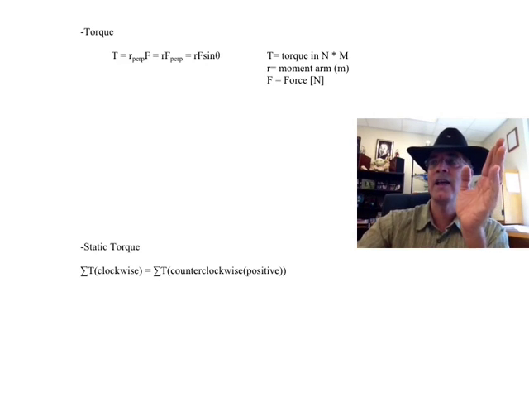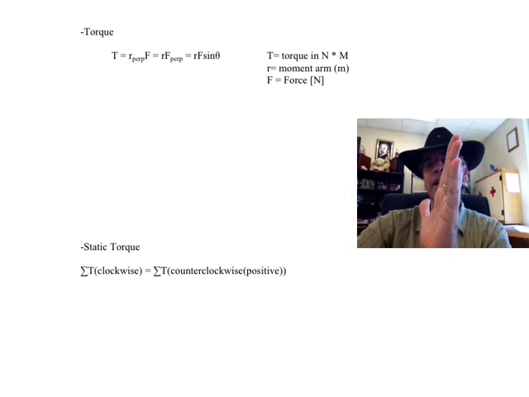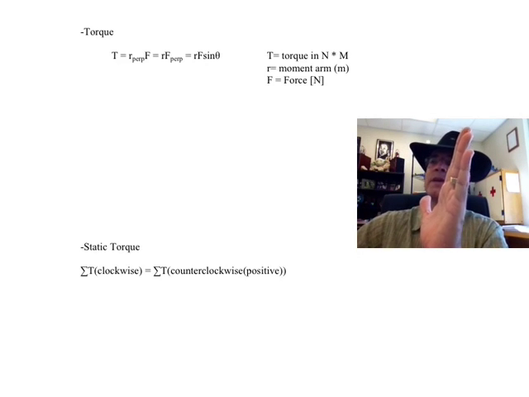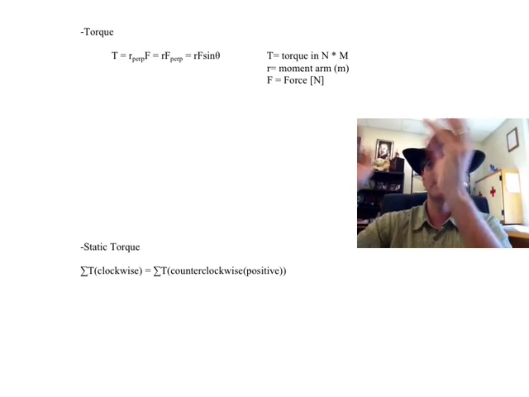Because if we apply it on the outside, it's like a door. If you're trying to open a door and you push really close to the hinge, it's really hard to open it. But if you push really far away from the hinge, it's really easy to open it because you have more torque, more ability to spin something.